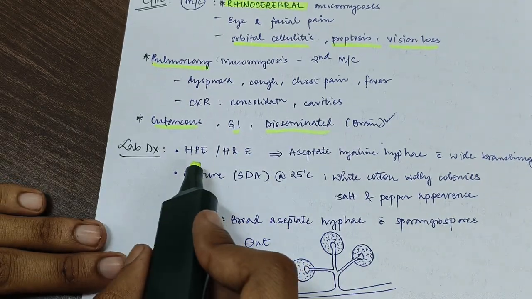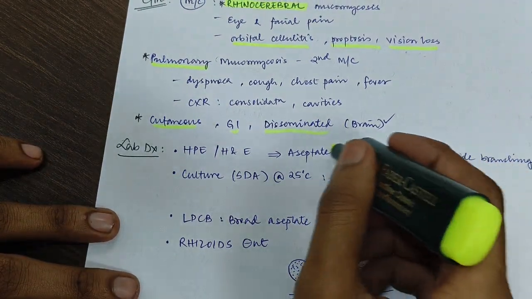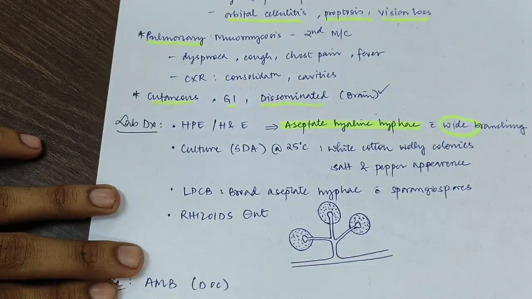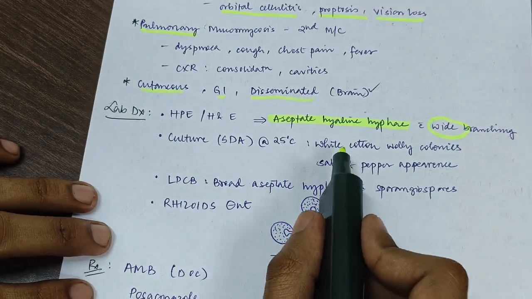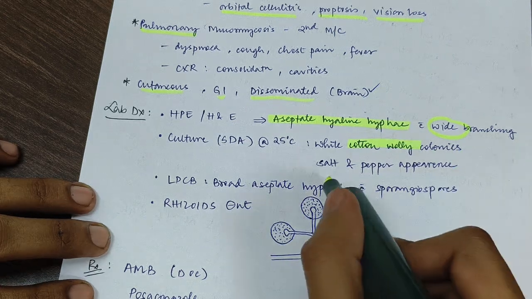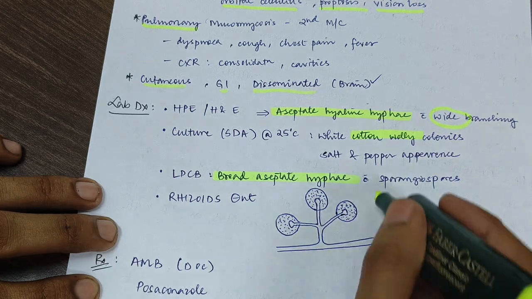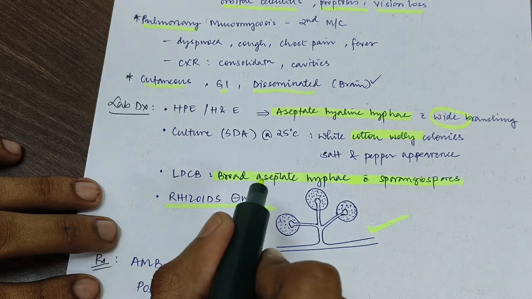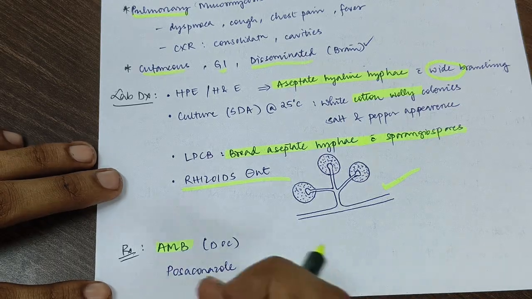Lab diagnosis, you are going to do H&E and histopathology: aseptate hyaline hyphae with wide branching. Okay, wide branching. Culture will be on SDA, Sabouraud dextrose agar, at 25 degrees Celsius. You are going to see white cotton woolly colonies with a salt and pepper appearance. On LPCB, that is lactophenol cotton blue, you are going to see broad aseptate hyphae with sporangiospores. There are no rhizoids here. Remember, there are no rhizoids. Treatment is amphotericin B, the drug of choice. Posaconazole can also be given as an alternative.